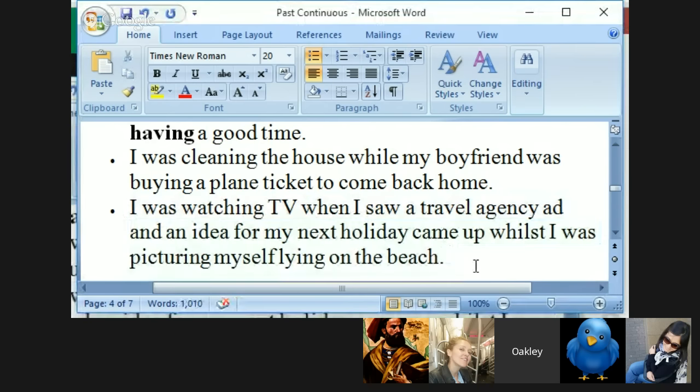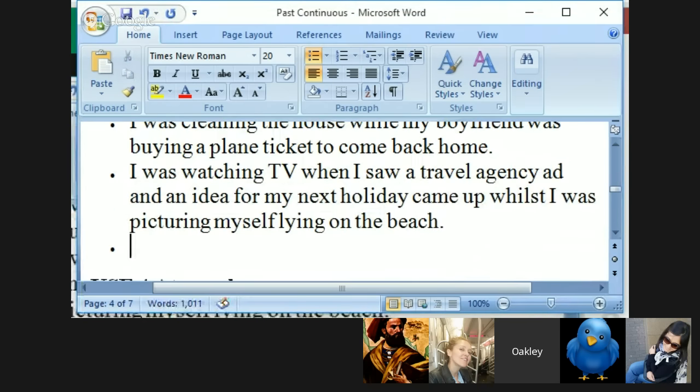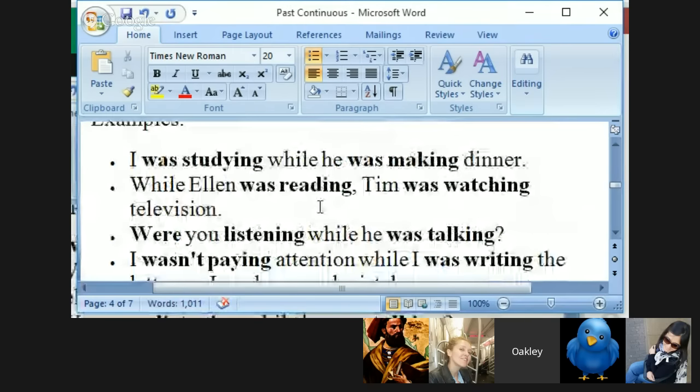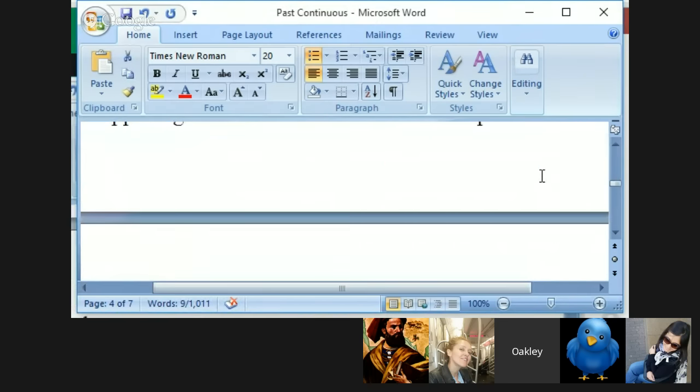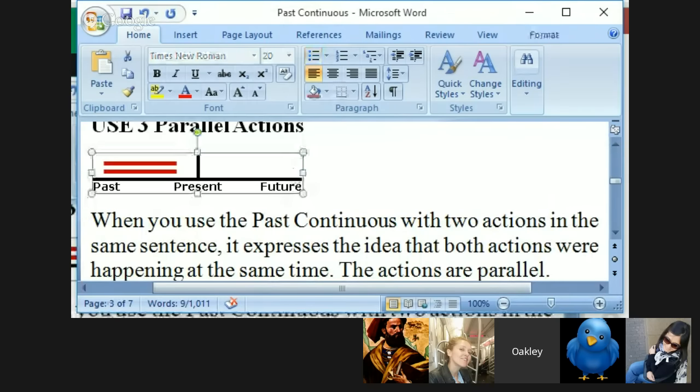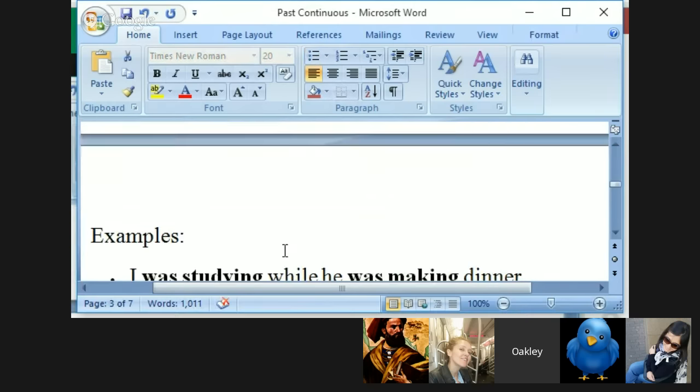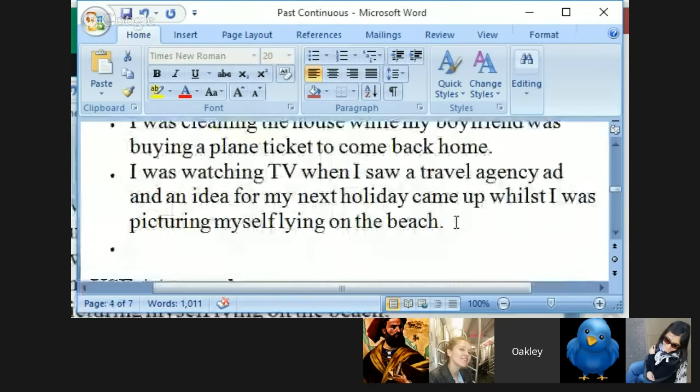Salvatore, why don't you give it a try? Nader, you can feel free to give it a try if you want to. What we're doing is creating a sentence like this: I was studying while he was making dinner. Two parallel actions of duration, as in here. Salvatore, you want to give it a try?